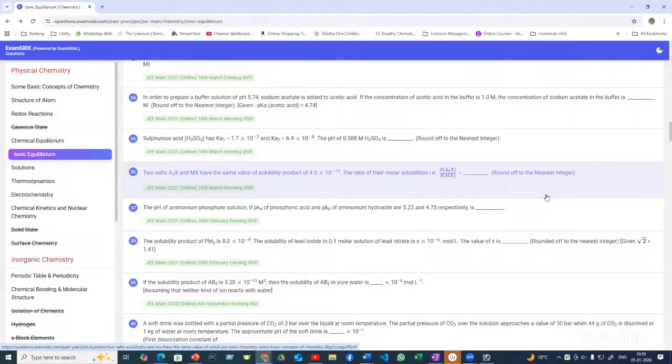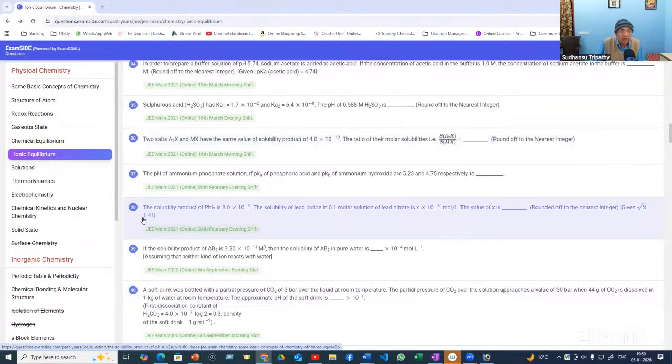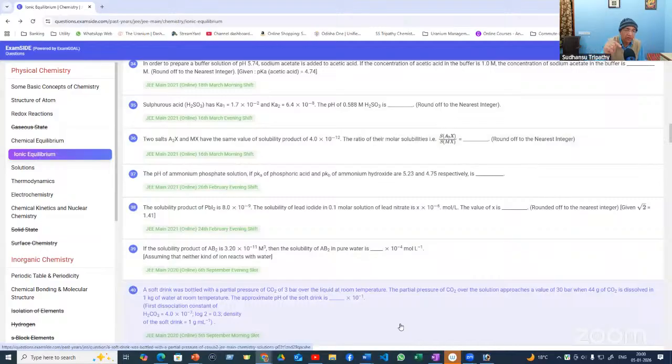Now let us do problem 38, which is based on the common ion effect in heterogeneous equilibrium. The solubility product of lead iodide is 8 times 10 to the power negative 9. The solubility of lead iodide in 0.1 molar solution of lead nitrate, the example I was giving, is x times 10 to the minus 6. The value of x is this. Do it and tell me.